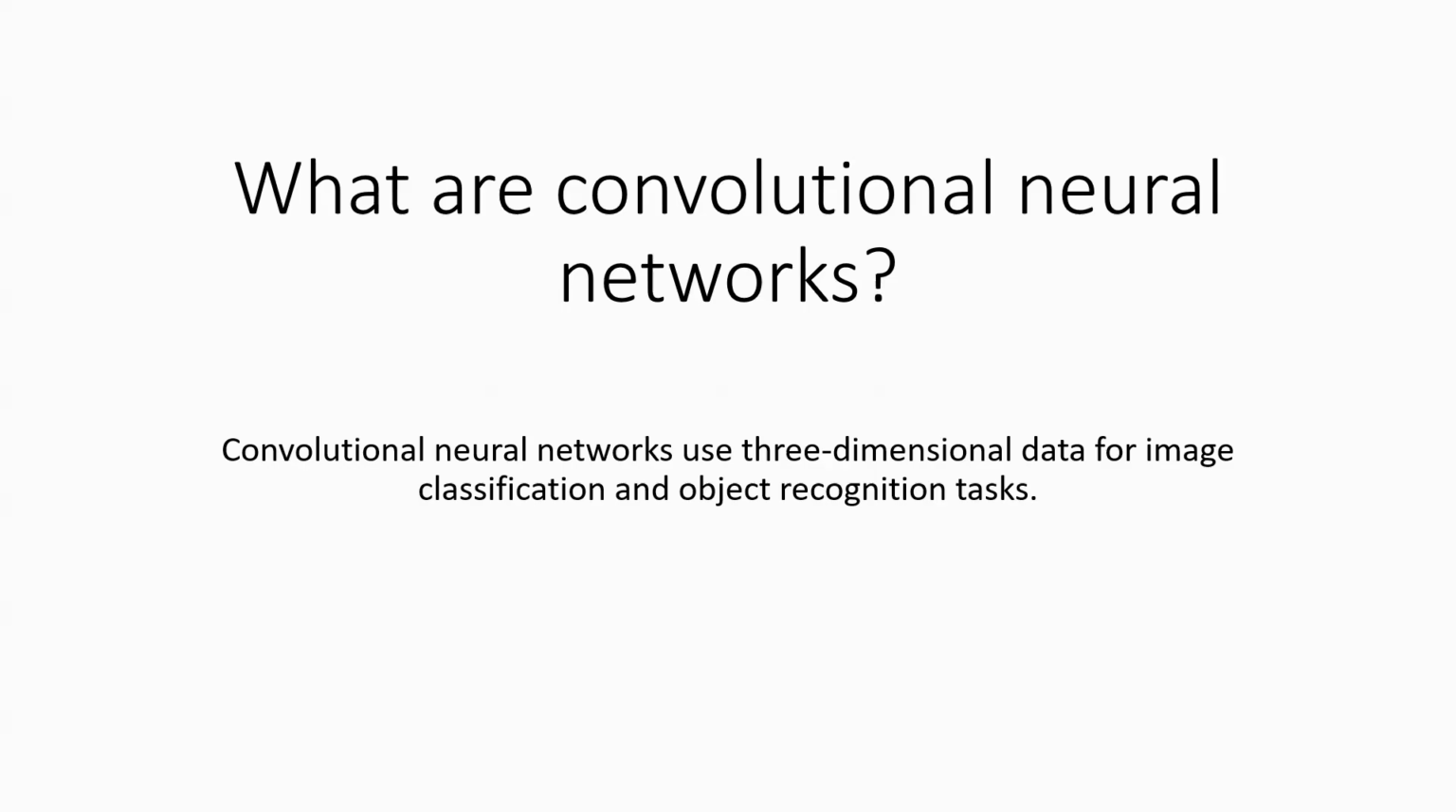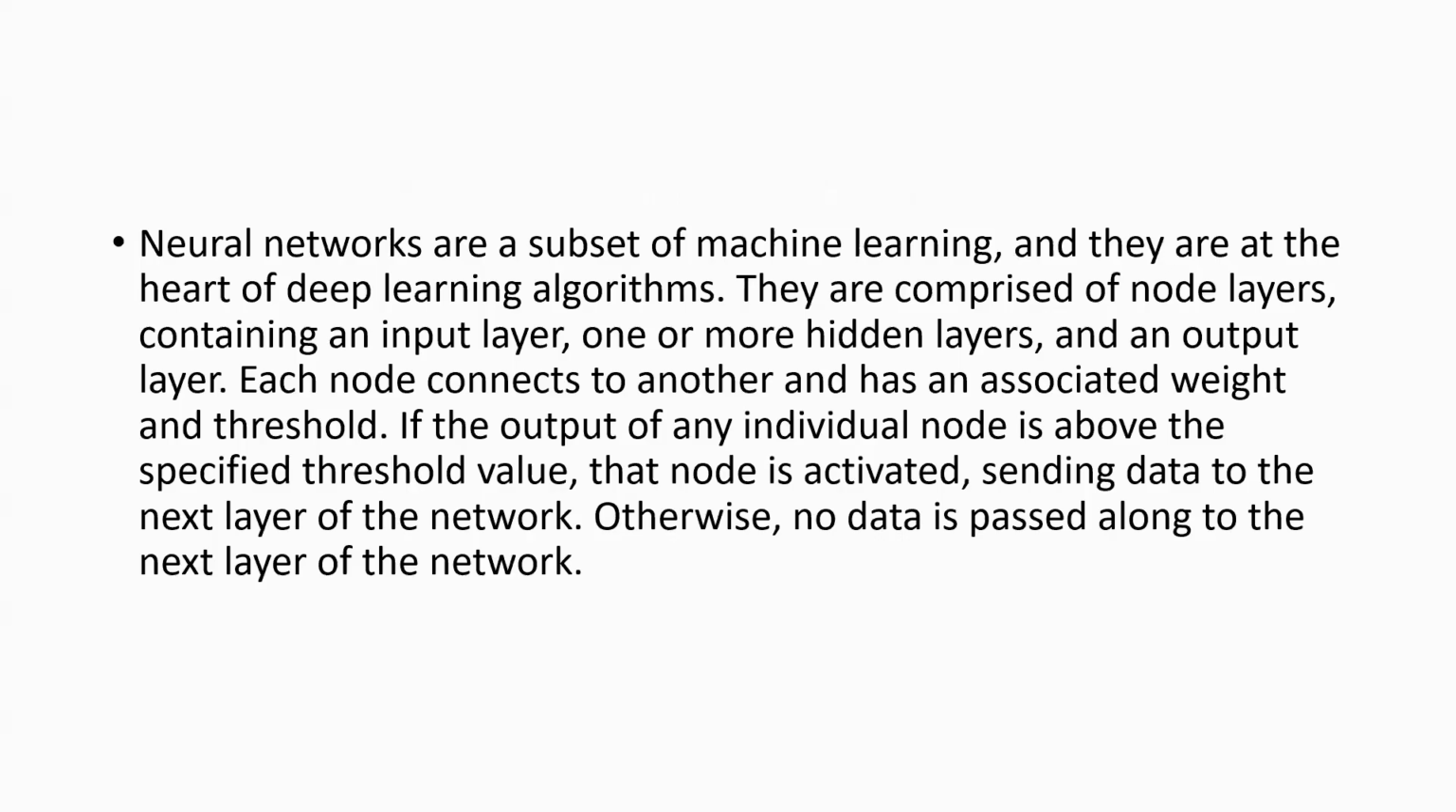So we can see the convolutional neural network uses three-dimensional data for image classification and object recognition tasks. Neural networks are a subset of machine learning, and they are at the heart of deep learning algorithms. They are comprised of node layers, containing an input layer, one or more hidden layers, and an output layer. Each node connects to another and has an associated weight and threshold.